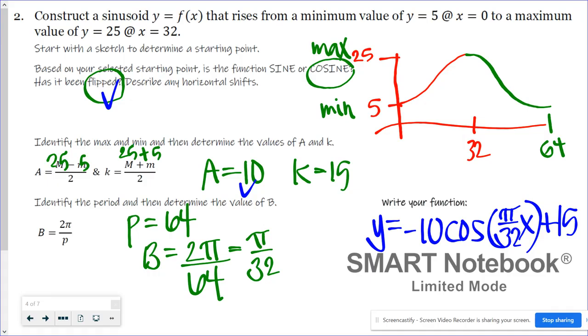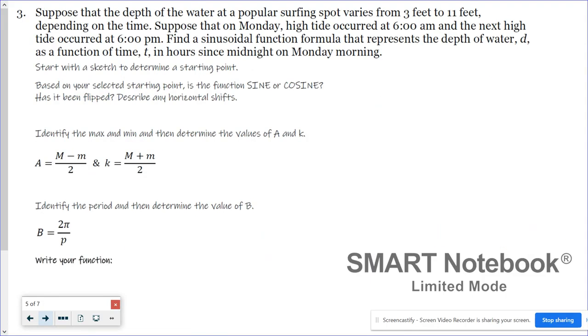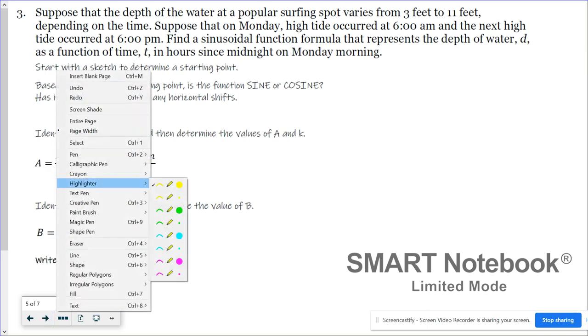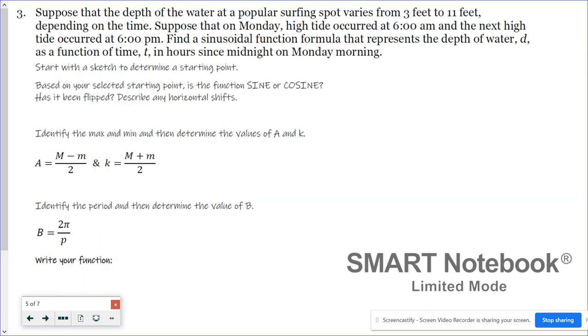Okay, are you ready for your first one? Too bad, we're doing it anyways. All right. So I'm going to get out my highlighter because I like to highlight things as I'm reading them, so then I don't have to read them again.